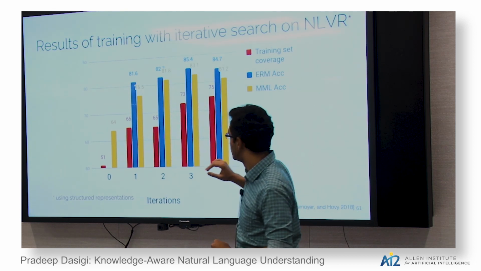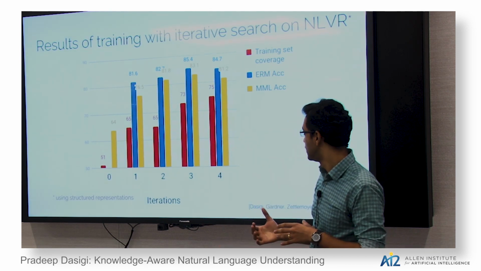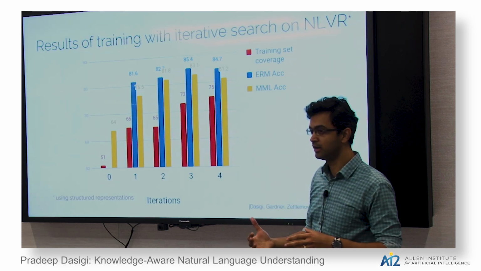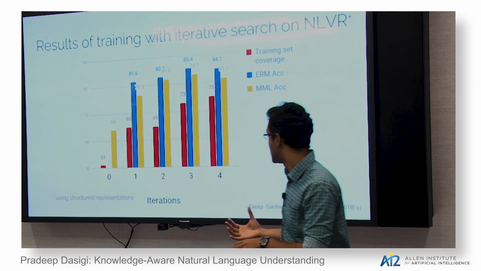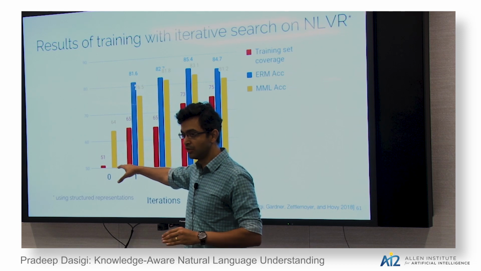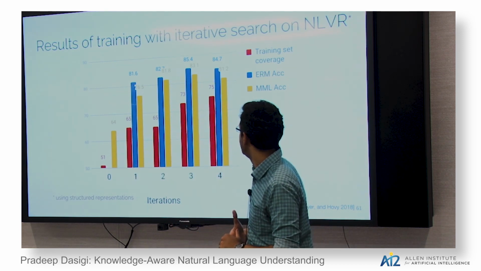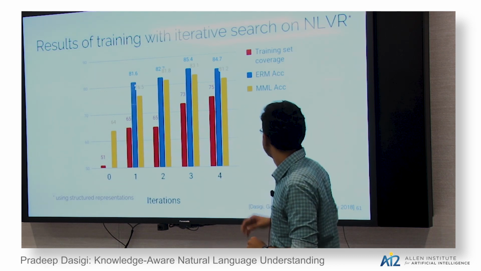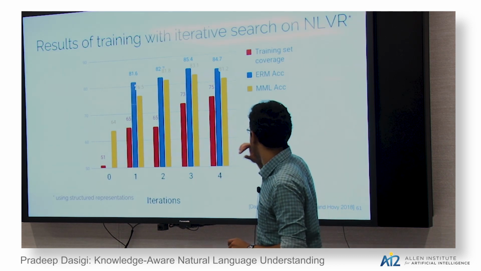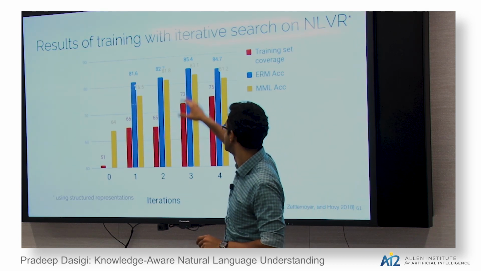And I've also shown the training set coverage, which means the number of utterances for which you can get logical forms which also respect the coverage constraint. So we start out with close to 50% of the training set for which you can actually get valid logical forms. And we go up till 75% on iteration 4. So the best accuracy we can get on the dev set for this task is 85.4%.